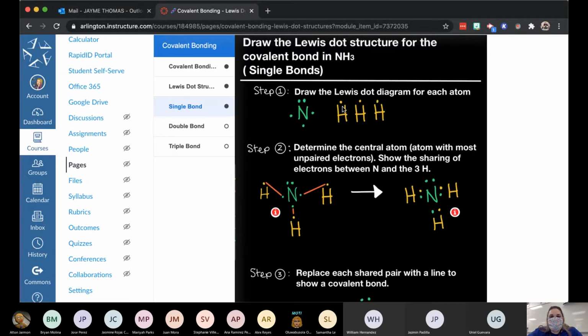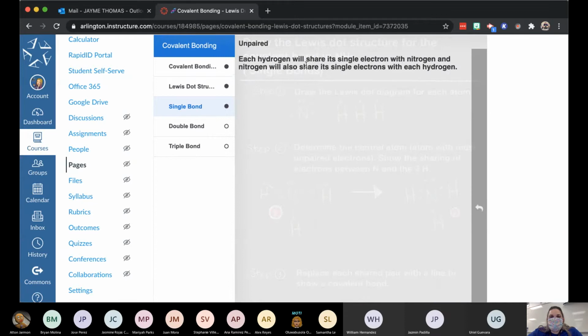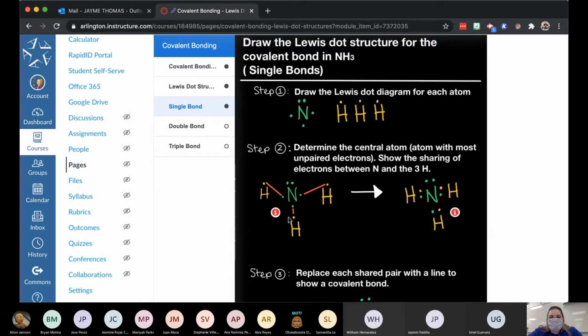So when you're trying to figure out which one is the central atom, look for the one that has the most unpaired electrons. In this one, nitrogen has 3 unpaired, so most likely that's going to be the one in the center. And so then I show the sharing of electrons between nitrogen and all 3 hydrogens. Since nitrogen has 3 single unpaired electrons and I have 3 hydrogens, it makes sense that each hydrogen is going to share with one of these single electrons on nitrogen. That's what it's saying here: each hydrogen will share its single electron with nitrogen, and nitrogen will also share its single electrons with each hydrogen. And so I draw those lines connecting them.